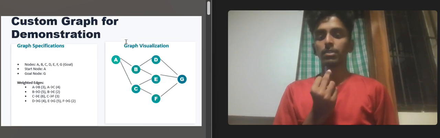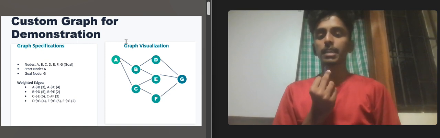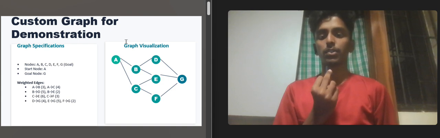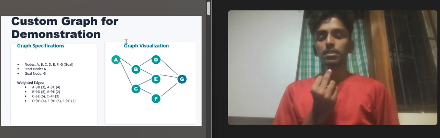Now we consider a graph with nodes A to G. A is the start node and G is the goal node. Each edge has a weight representing cost. For example, A to B has a cost of 3, A to C has a cost of 4, and so on. We will use this graph to understand how A star finds the shortest path.